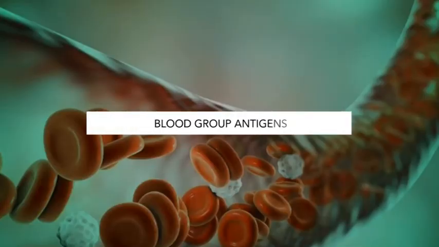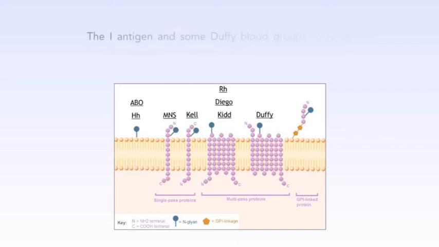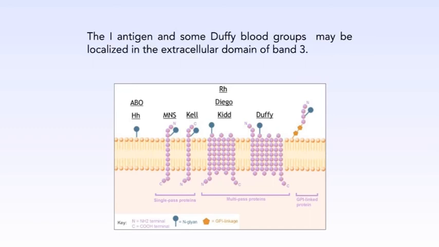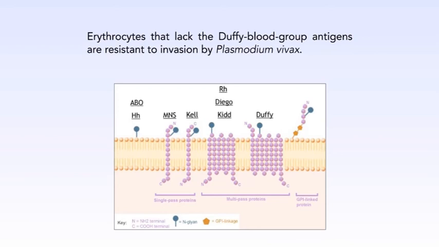Now let's look at the blood group antigens. Of all the blood group antigens, only the MN determinants are definitely localized to glycophorin A. The I antigen and some Duffy blood groups may be localized in the extracellular domain of band 3. Erythrocytes that lack the Duffy blood group antigens are resistant to invasion by Plasmodium vivax.